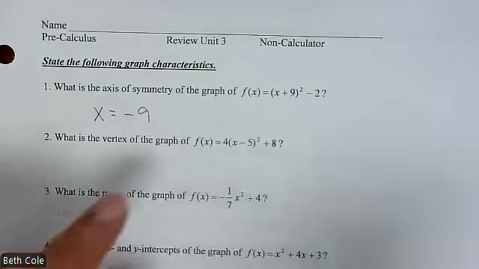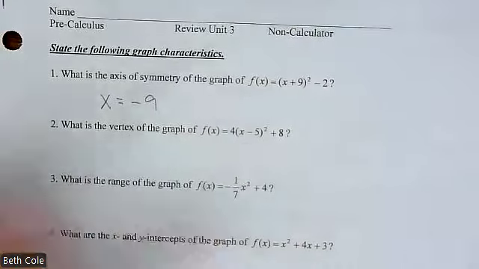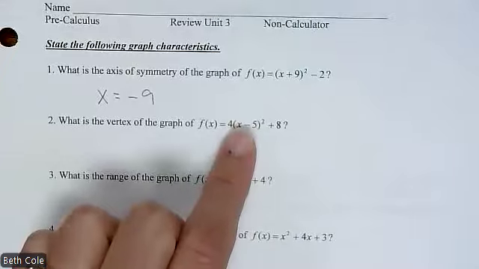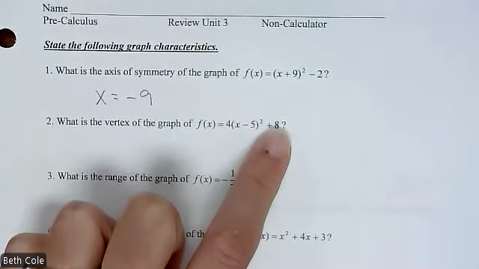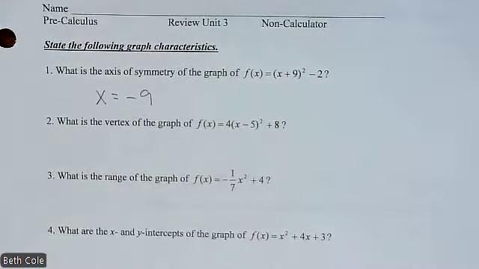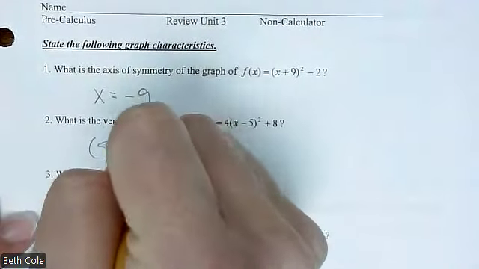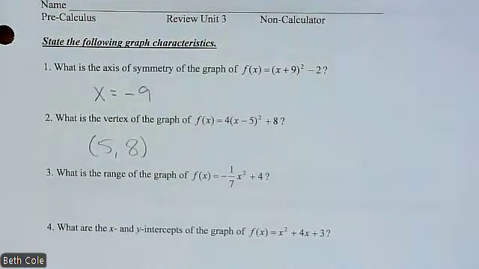All right, vertex of this graph. You want to do the same kind of thing. So how did this one shift? Yeah, right 5, up 8. So if you go right 5, up 8, then your center is at 5, 8. And yes, that's all you need to be able to do.